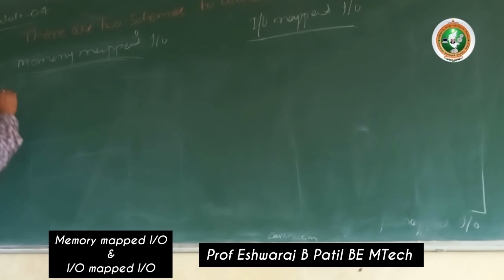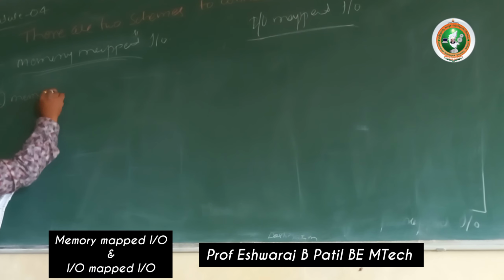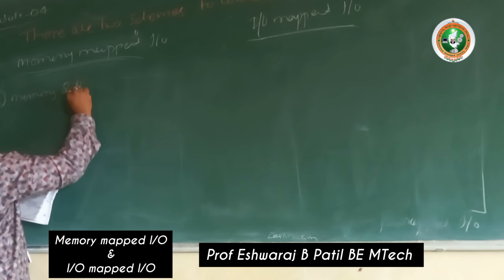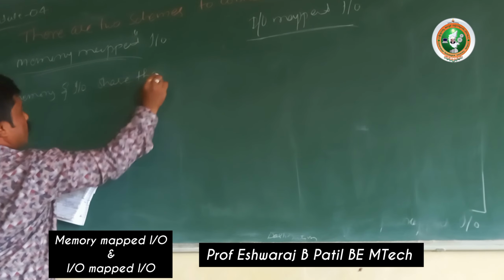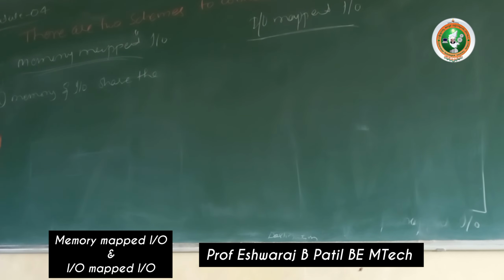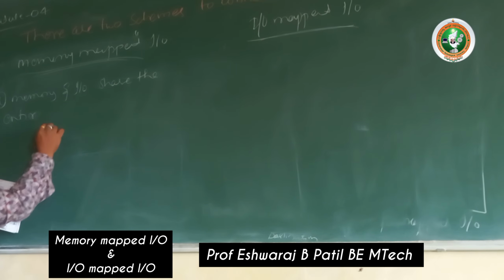Okay, first one, take the heading. Memory and the IO share the entire address range of the processor.